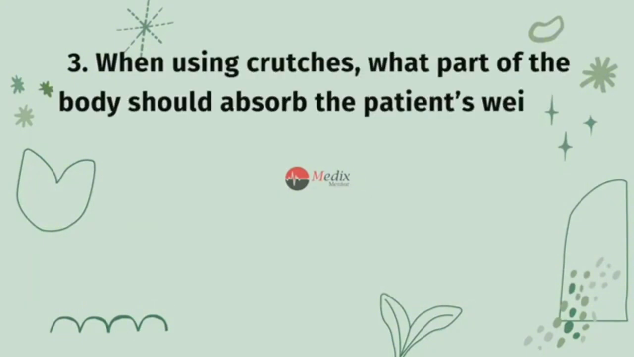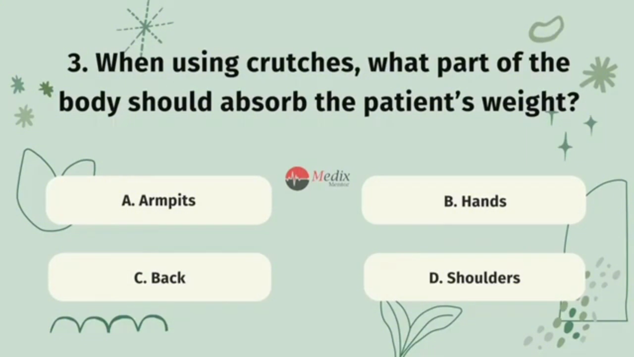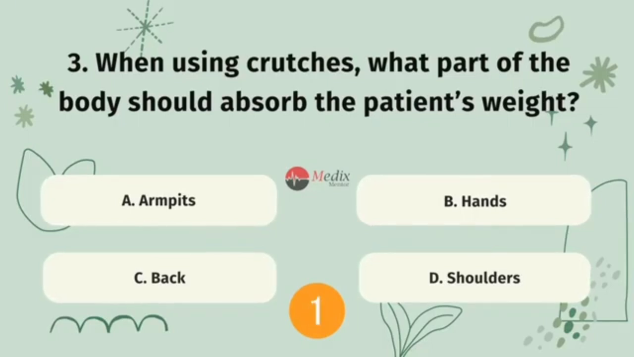Question 3. When using crutches, what part of the body should absorb the patient's weight? Option A, armpits. Option B, hands. Option C, back. Option D, shoulders. The correct answer is B.